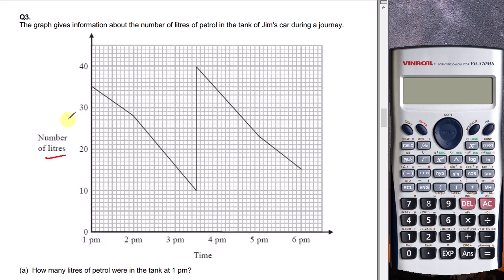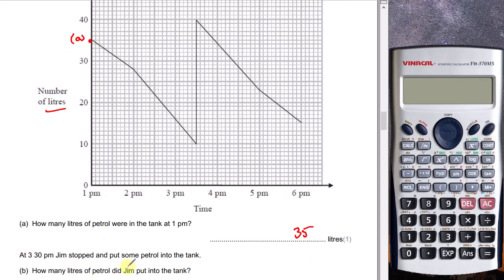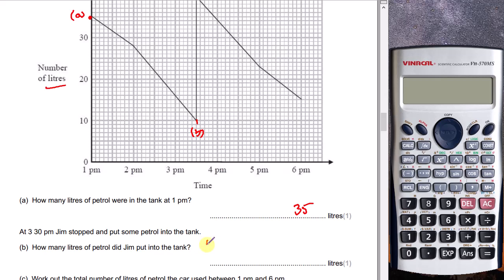So read at 1 o'clock. How much fuel did he have? Well, 30 to 40. We're halfway. That's 35 litres. That's just part A. At 3:30, Jim stopped, put some petrol in his tank. Oh yeah, we already said that. How many litres did Jim put in? Well, we've gone from 10 up to 40. So he's put in 30 litres extra.